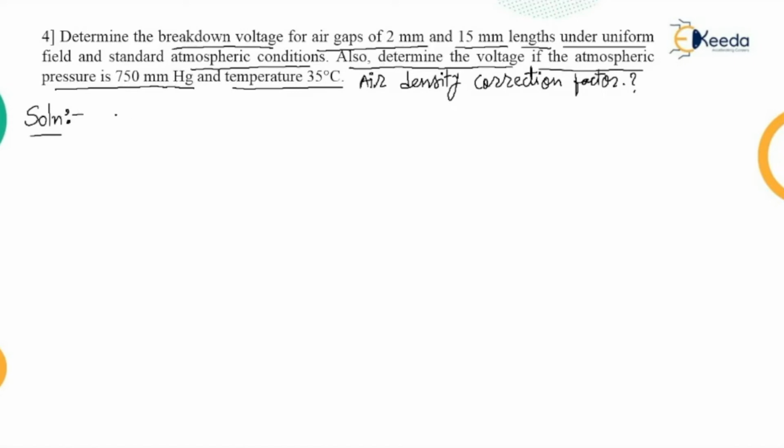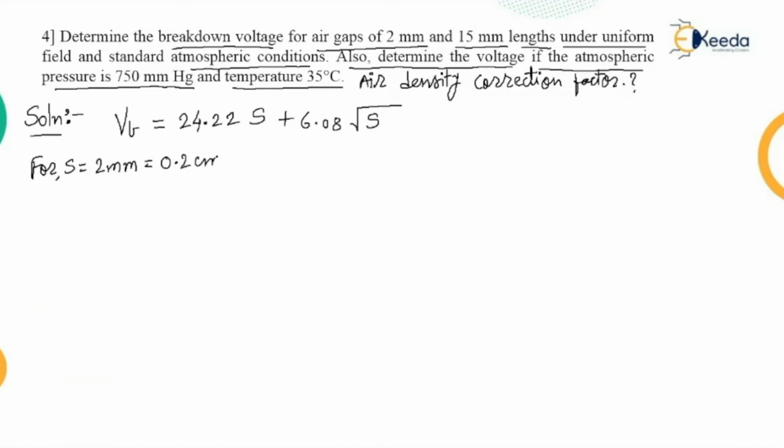So therefore, the equation which we discussed is this one: VB is equal to 24.22 into S plus 6.08 into root of S, where S is the air gap. Now for S equal to 2 mm, again, this distance is in centimeter, so therefore it is 0.2 centimeter.